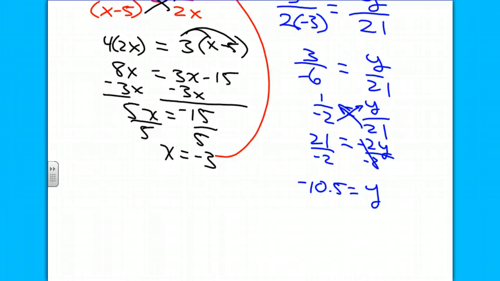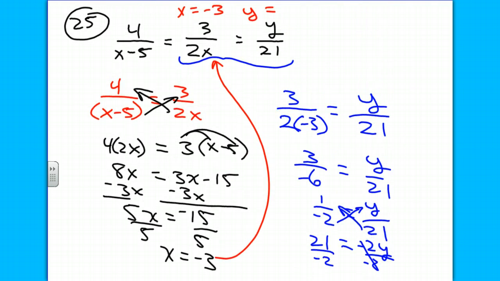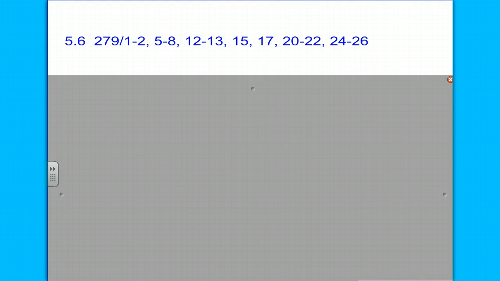Okay, good. So you can see that there's a little bit of work involved, but you have everything you need to solve a 3-part proportion like this. Just treat them as 2 separate proportions. Okay, there you go.